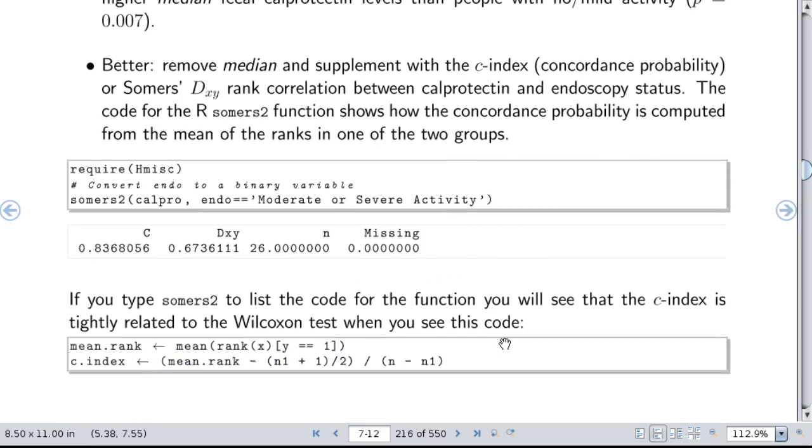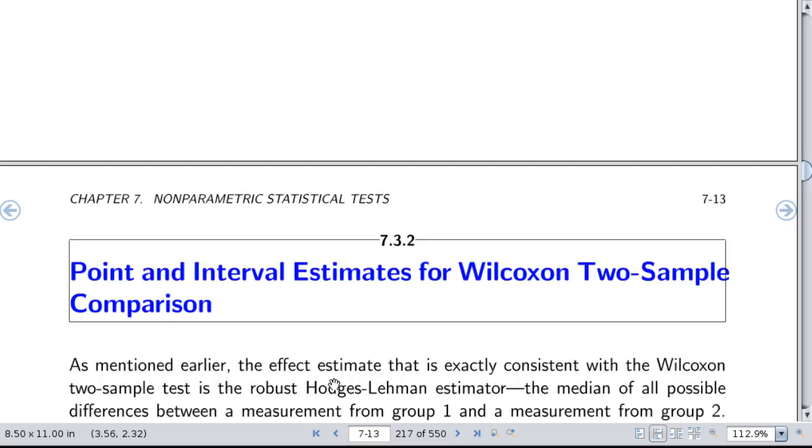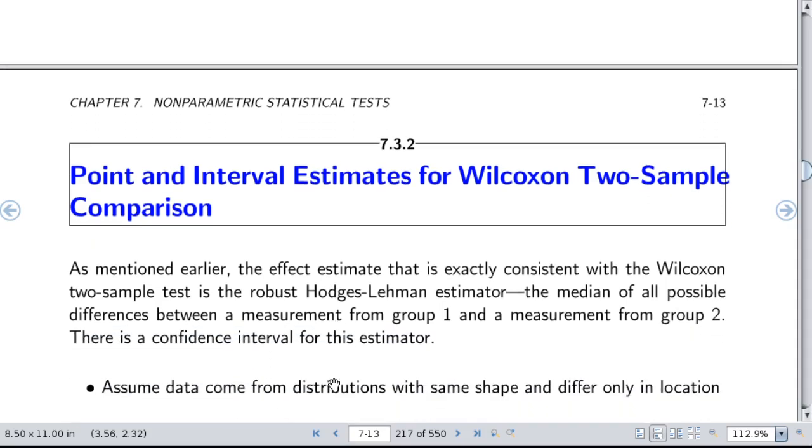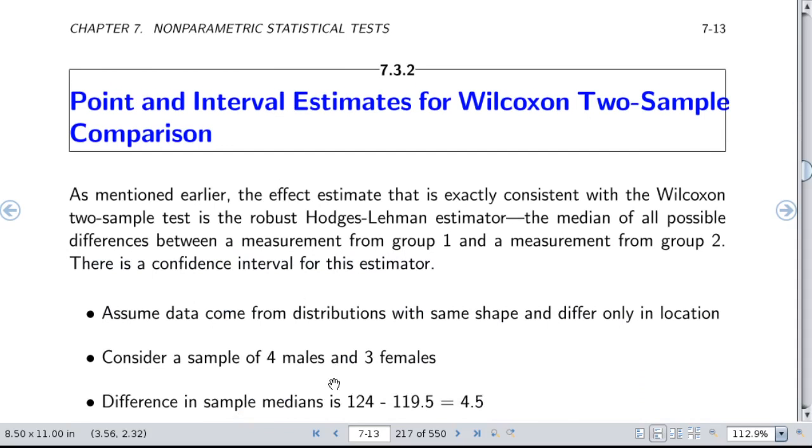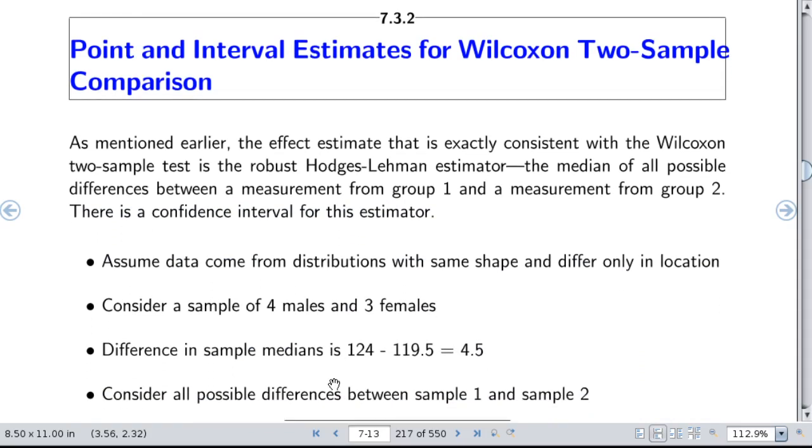You can calculate the C-index manually by taking the mean of the ranks in the first group and going through that formula that we have earlier, and you're going to get exactly the same thing that we just calculated. Now, it's not enough to just get a test of a null hypothesis and get a p-value. We really would like to be able to get point and interval estimates for, say, the group effect that's consistent with what the Wilcoxon test is doing.